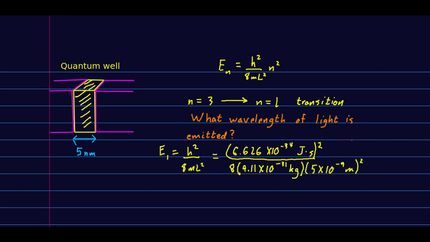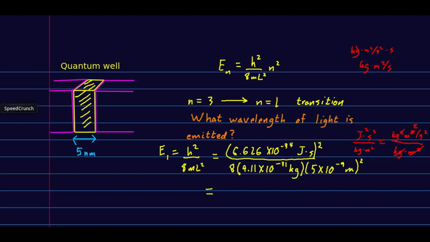And we should check units. We have joule seconds all squared over kilogram meter squared. Well, a joule second is a kilogram meter squared per second squared times a second, and so it's a kilogram meter squared per second. And so here we have all of that squared. So kilograms squared meters to the 4 per second squared, all over kilogram meters squared. And so we're left with kilogram meter squared per second squared, and so we're going to get joules, as we should.